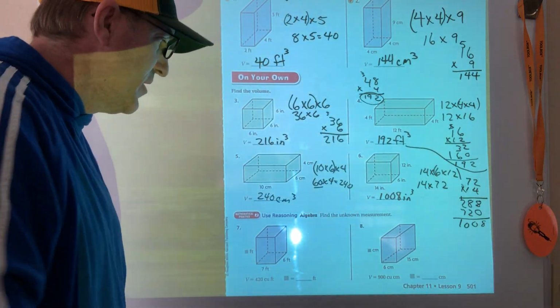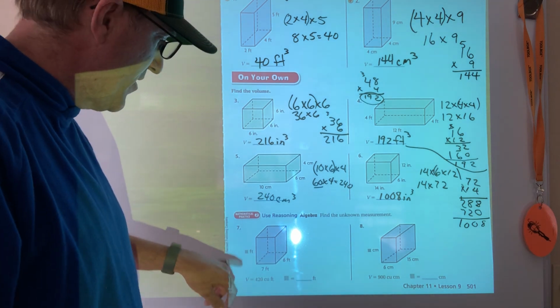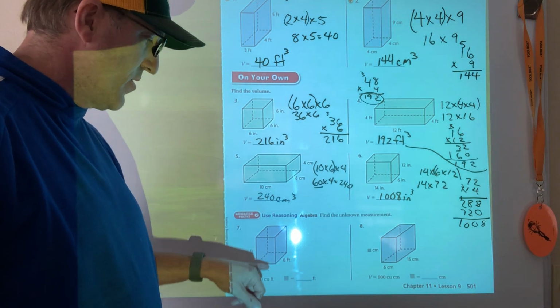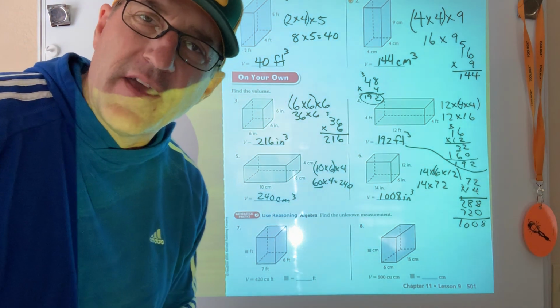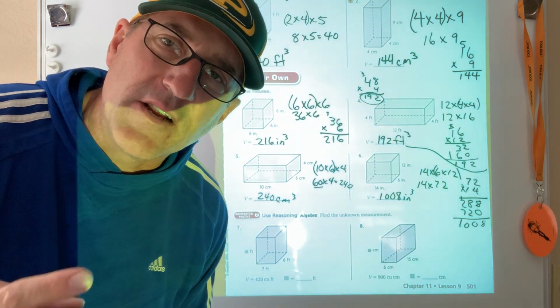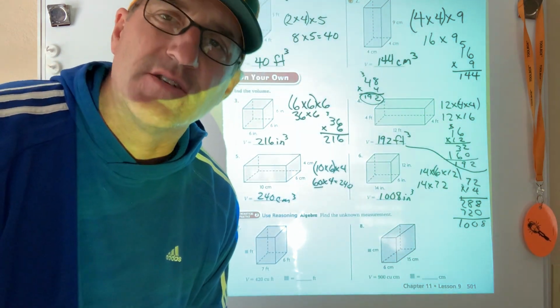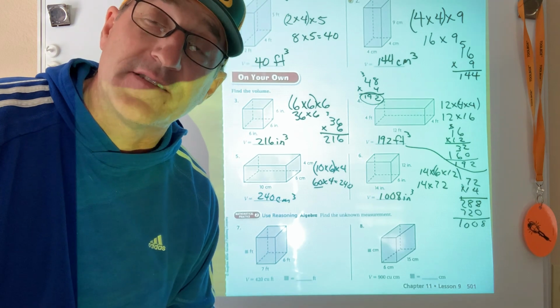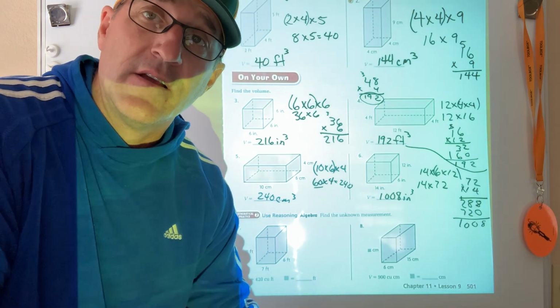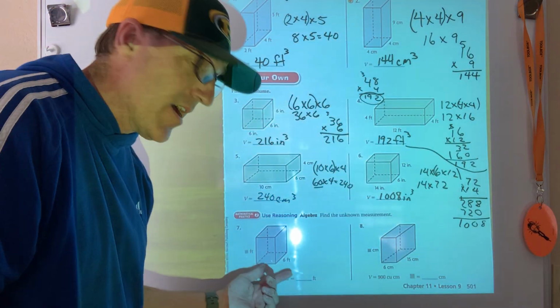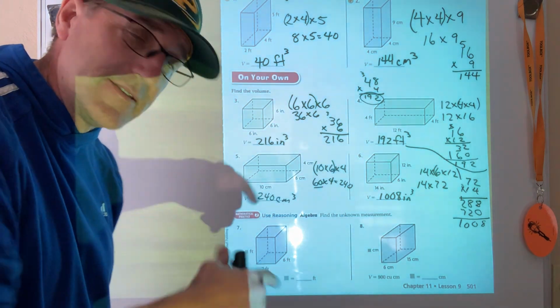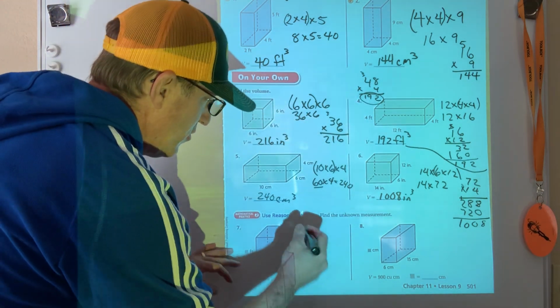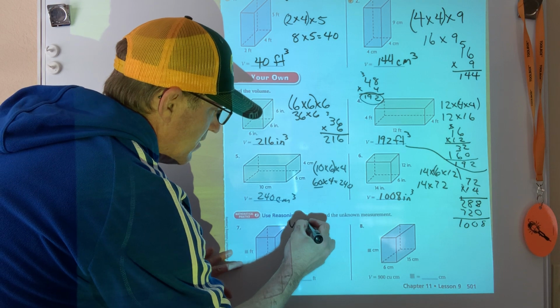Okay. So here's the algebra one where they're gonna give us a volume and then we're gonna find the missing edge. If they want me to find the missing edge, what operation am I gonna use? Division, right? The volume is the big number. That's the number I'm gonna divide. That's my dividend, okay? And then my divisor is gonna be whatever I get when I multiply these two numbers together. So here's an example. Volume equals length times width times height.